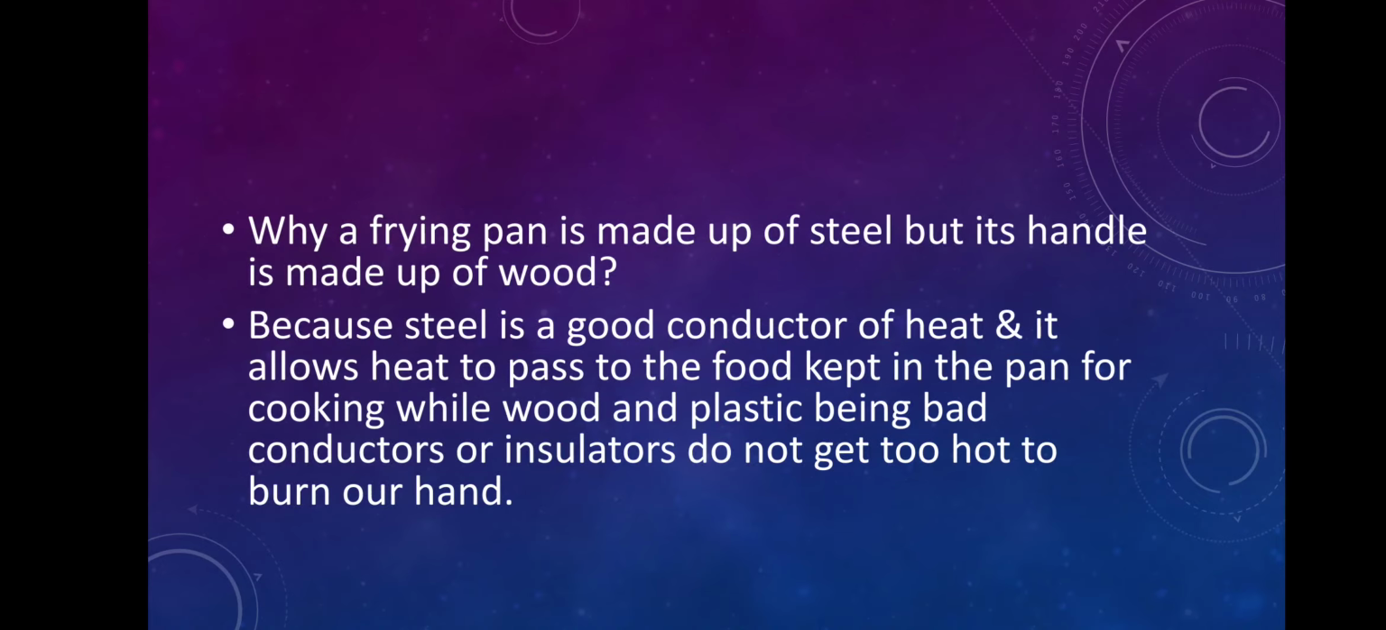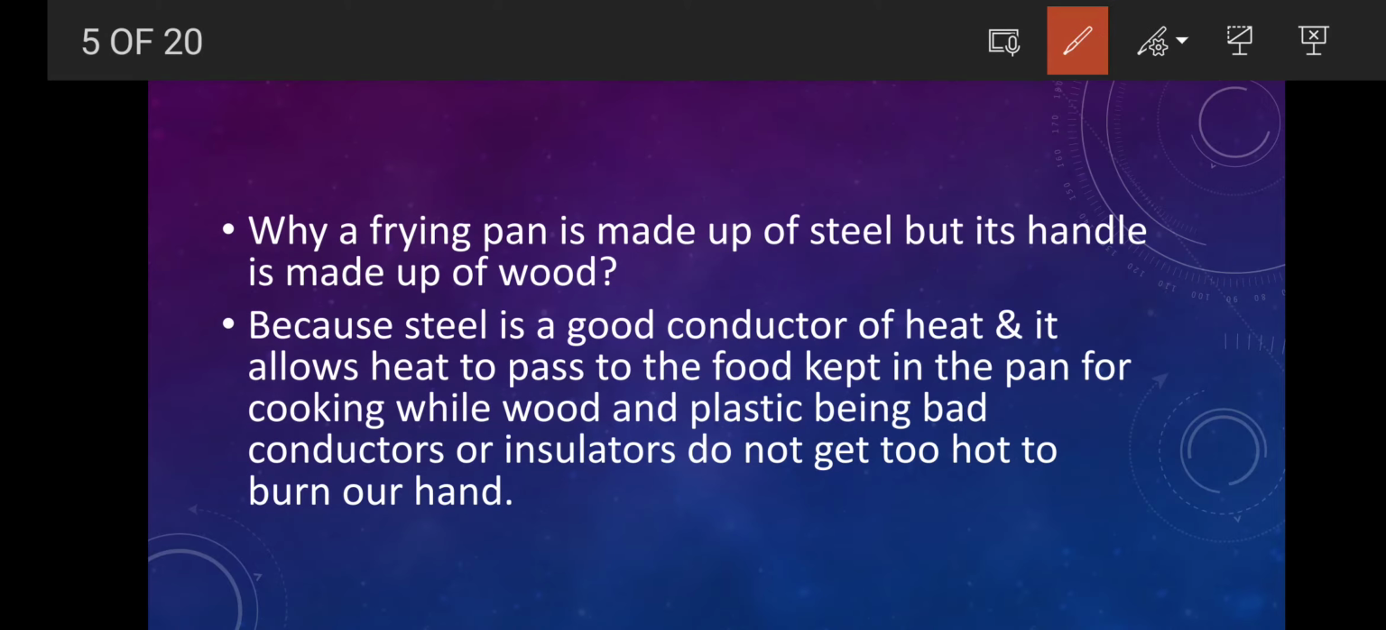Now the next question is: why is a frying pan made up of steel but its handle is made up of wood? Just now I have discussed that wood is an insulator. Insulator means the substance which is not a good conductor of electricity. They are called insulators.